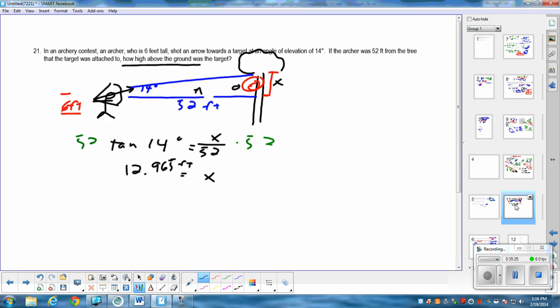Keep in mind, though, that what we have found is just how high this is from the 6 feet we started with. So in order to get our answer for how high the target is off the ground, we need to add these two numbers to get our final height of approximately 18.97 feet.